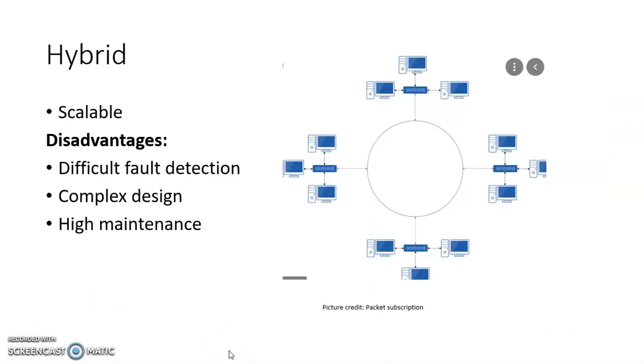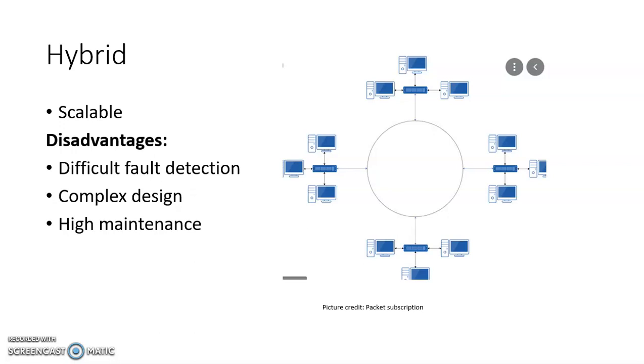The hybrid network. The hybrid network is usually a mixture of two or more networks. For example, in this figure, you can see that it is a ring network, but it is also a star topology at the same time. This has a lot of advantages and disadvantages.